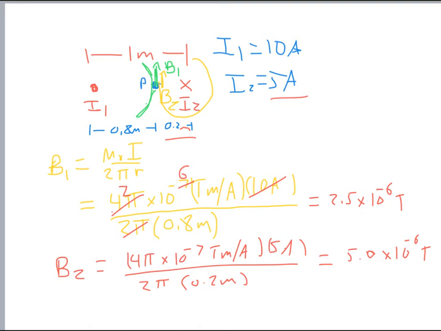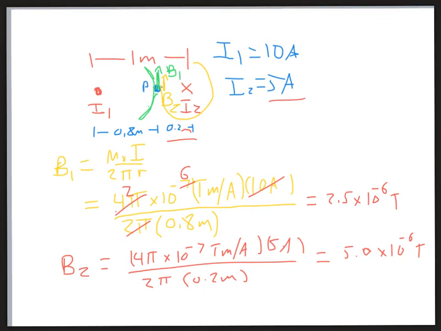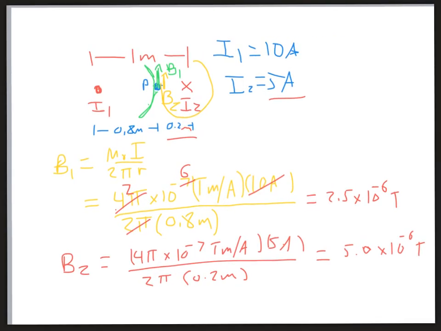And so we can add all of these together, and we get that the total magnetic field is just 5 plus 2.5 times 10 to the minus 6, or 7.5 times 10 to the minus 6 Tesla, and that would be the magnetic field from both of those wires at our point P.